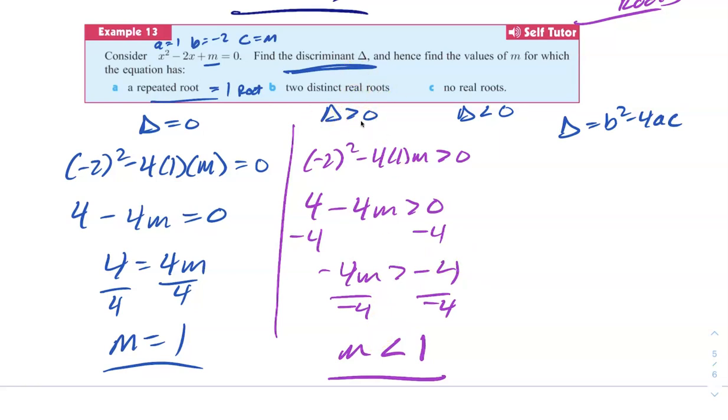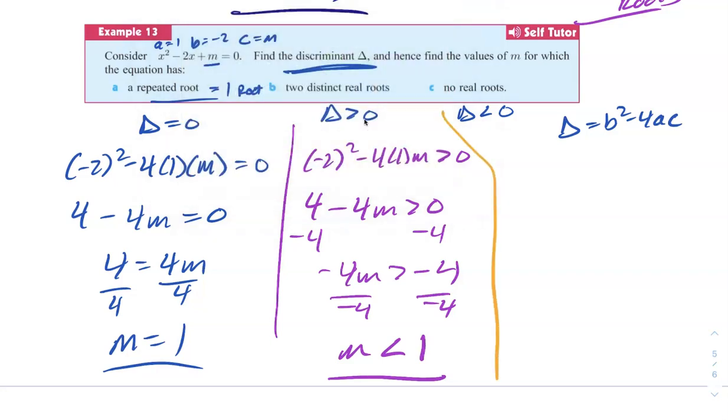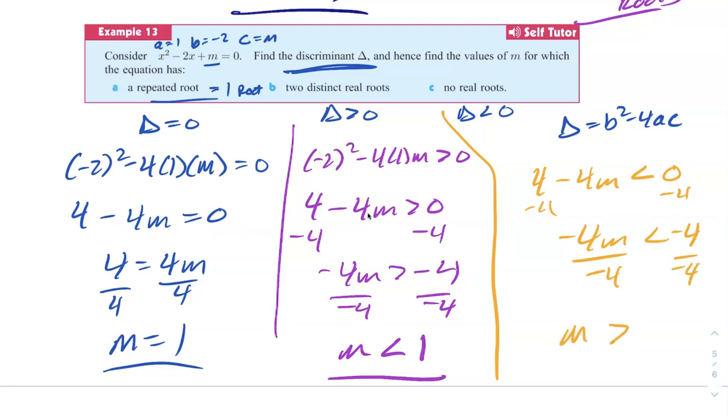And then finally, if I want no real roots, I want my discriminant to be negative. I would start from this spot here: 4 minus 4m. I want that to be less than 0. It's going to be the same thing. Subtract the 4 from both sides. Negative 4m is less than negative 4. Divide by negative 4, which flips the inequality. So m is going to be greater than 1.